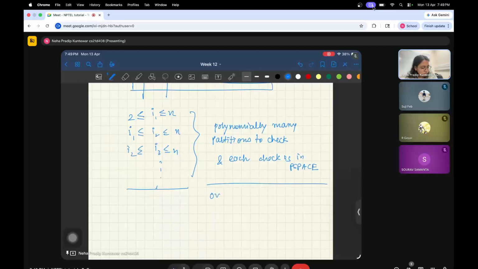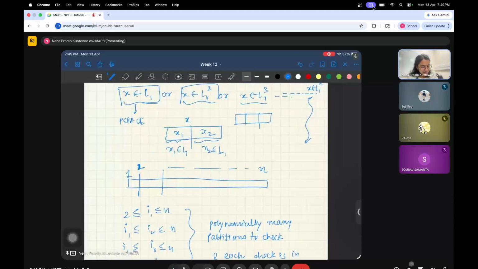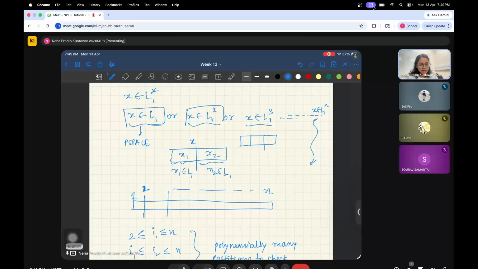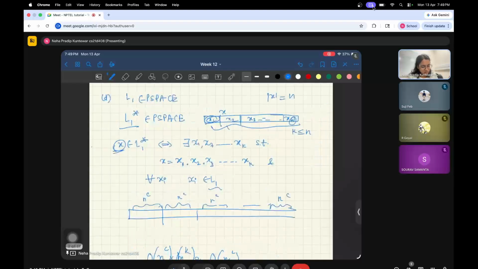So overall, this is PSPACE. What we've concluded is that if L1 is in PSPACE, then L1 star is in PSPACE. But if you look at it closely, can you generalize this argument for time?